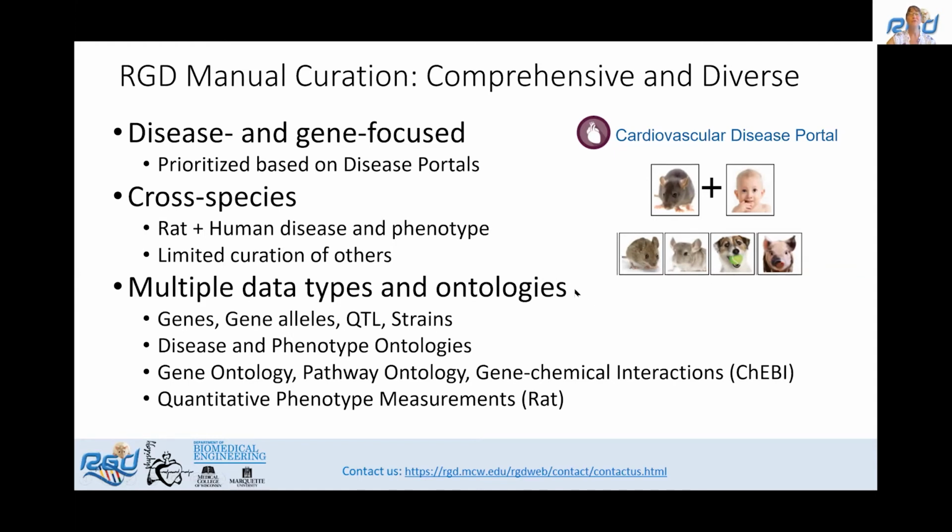We look at multiple data types and ontologies, so including genes, gene alleles, QTLs, and strains are all manually curated. And then disease and phenotype ontologies, gene ontology, pathway ontology, gene chemical interactions, and also we do a fair amount of quantitative phenotype measurements rather than just qualitative annotations.